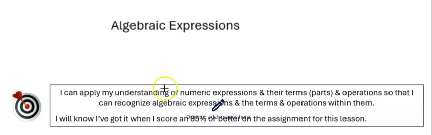So in this lesson, we're going to apply our understanding of a numeric expression and their terms or parts and the operations so that you can recognize algebraic expressions and the terms and operations within them. You'll know you've got it when you scored an 85% or better on the assignment over the lesson.